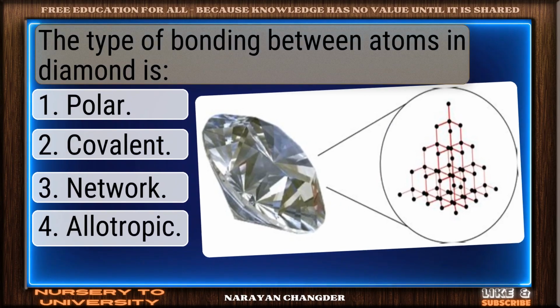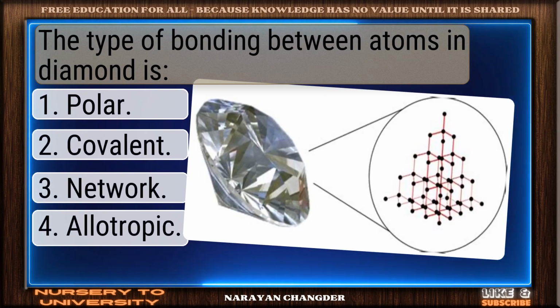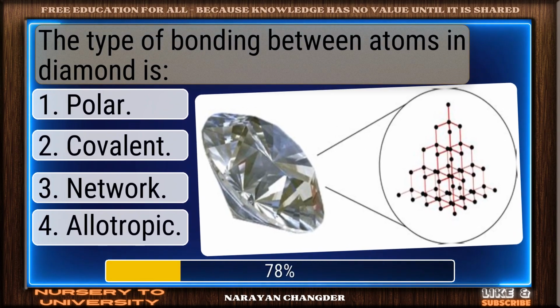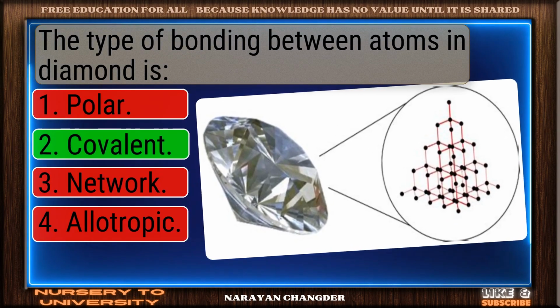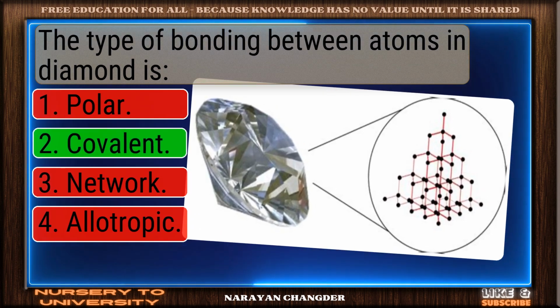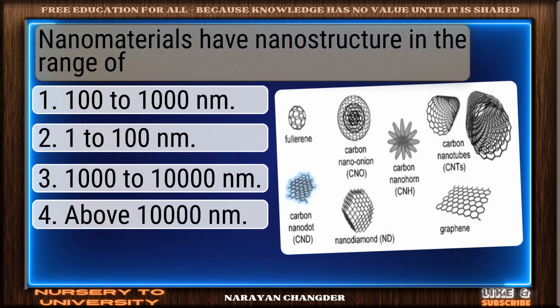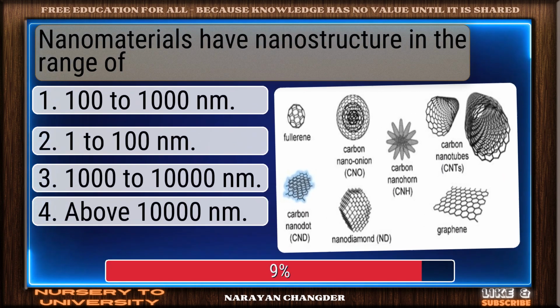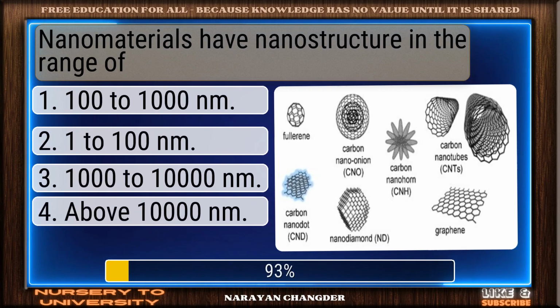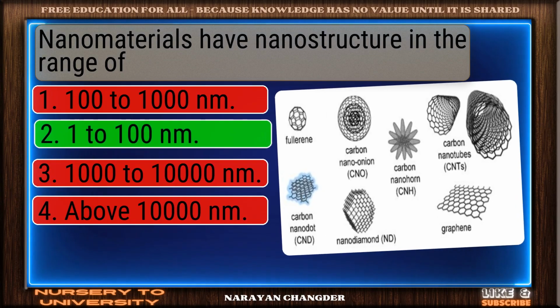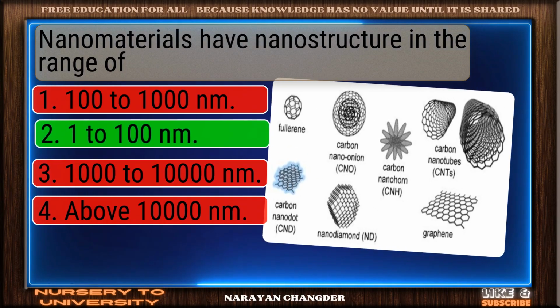The type of bonding between atoms in diamond is? Good job. Your answer, covalent, works well here. Nanomaterials have nanostructure in the range of? Correct response. 1 to 100 nanometers is the most accurate answer.